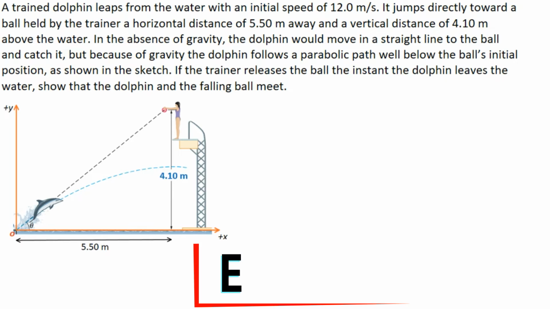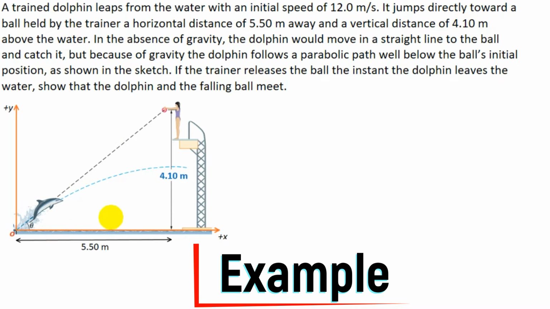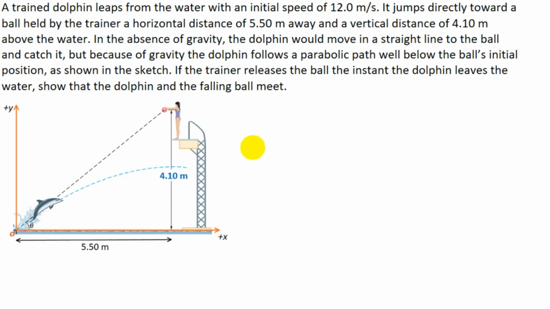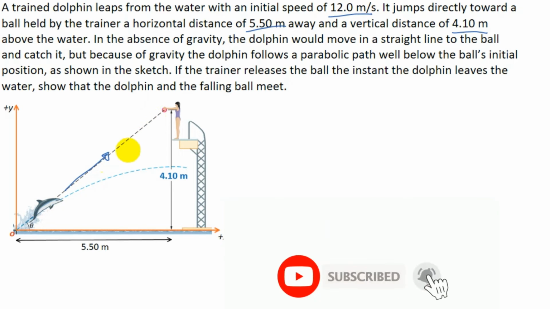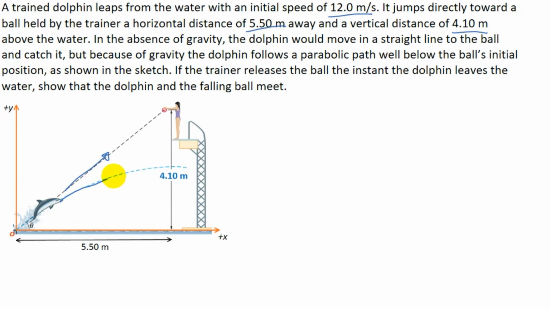So here we are given that a trained dolphin jumps directly towards a ball with an initial speed of 12.0 meters per second, and the horizontal and vertical distances between the ball and the dolphin are 5.50 meters and 4.10 meters respectively. Now, in the absence of gravity, the dolphin would have followed this path. It would have gone straight to the ball. But because of gravity, the dolphin follows this path, the parabolic path.